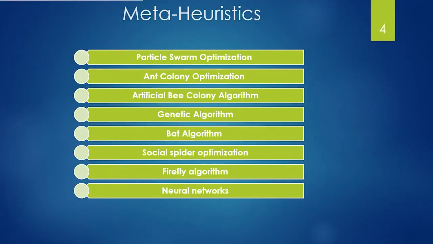First of all, I wanted to talk a little bit about meta-heuristics, which are inspired by some phenomena and scientific theories in science or maybe the behavior of animals and stuff like that. Particle swarm optimization, ant colony optimization, artificial bee colony, genetic algorithm, bat algorithm, social spider optimization, firefly algorithm, and artificial neural networks are the most important and famous algorithms in this area.